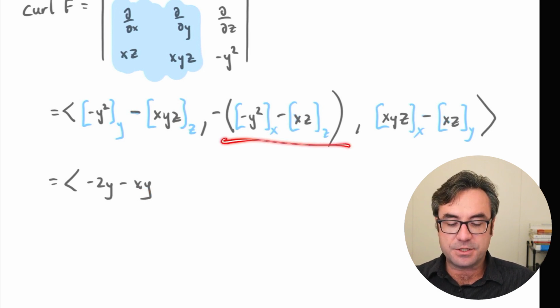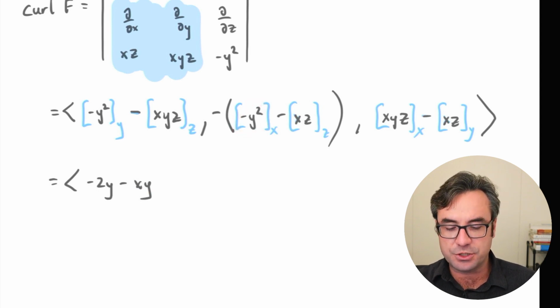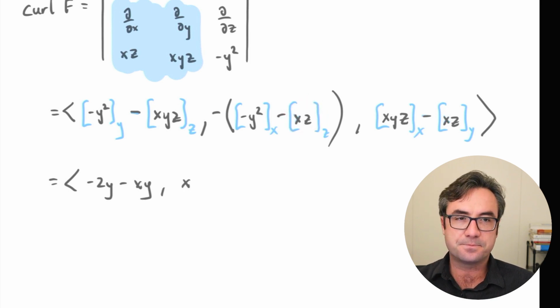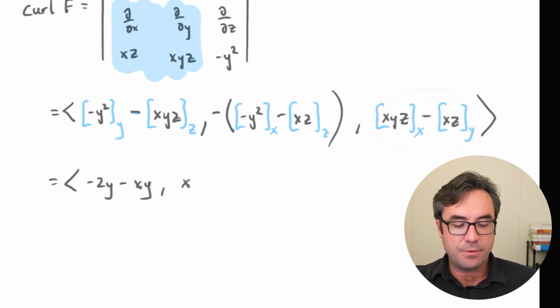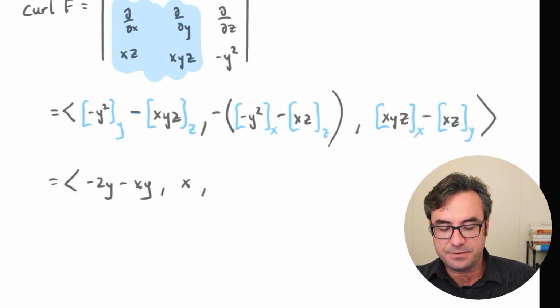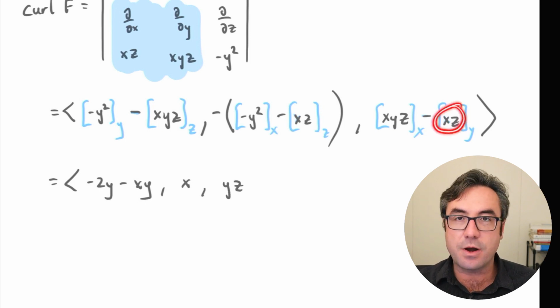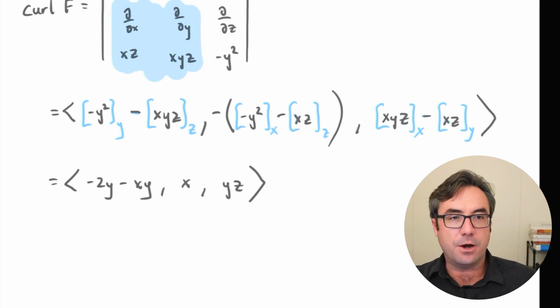Then we go to the next term over here. The x partial of this negative y squared is just going to be 0. And then if we distribute the negative, this is just going to become positive. And the z partial of xz is just x. And then finally, we do our last component here, and we do our x partial. That gives us yz. And then if we do the y partial of this, there aren't any y's, so that's just 0. And here we go.